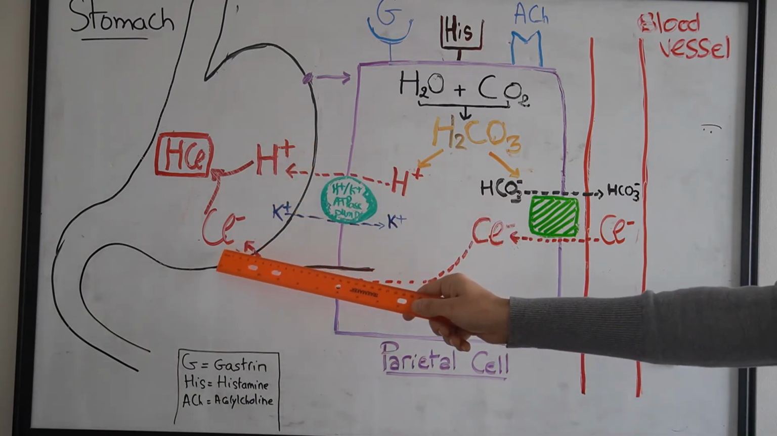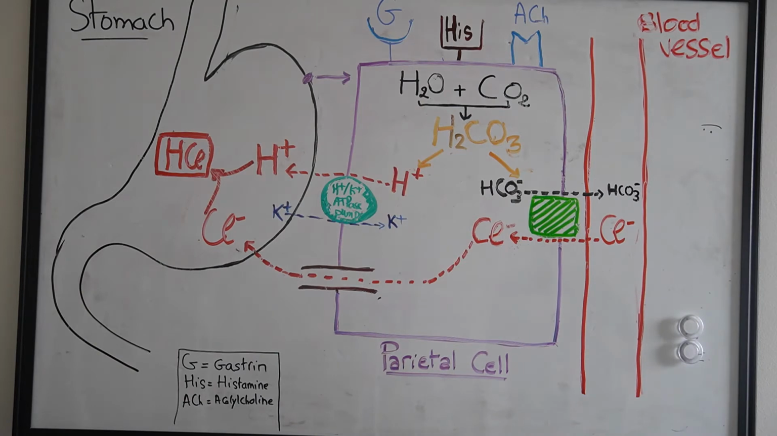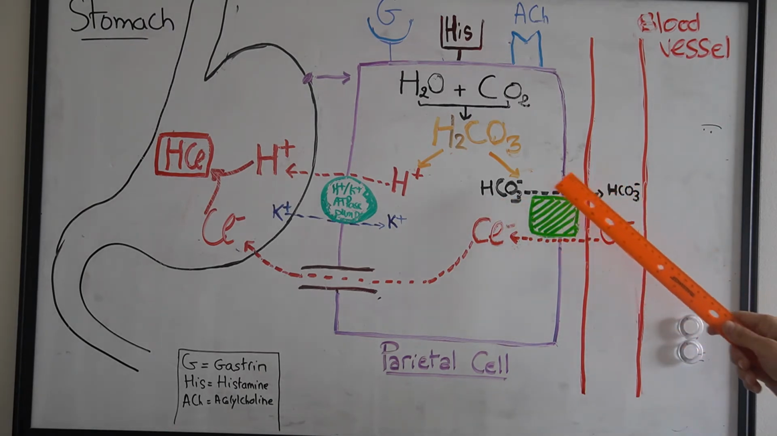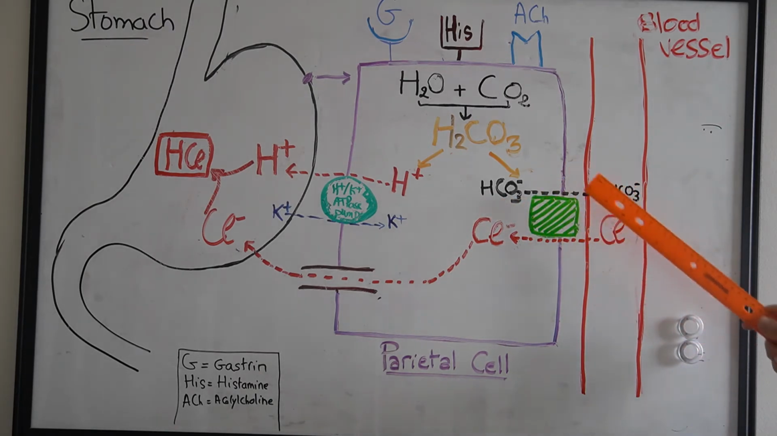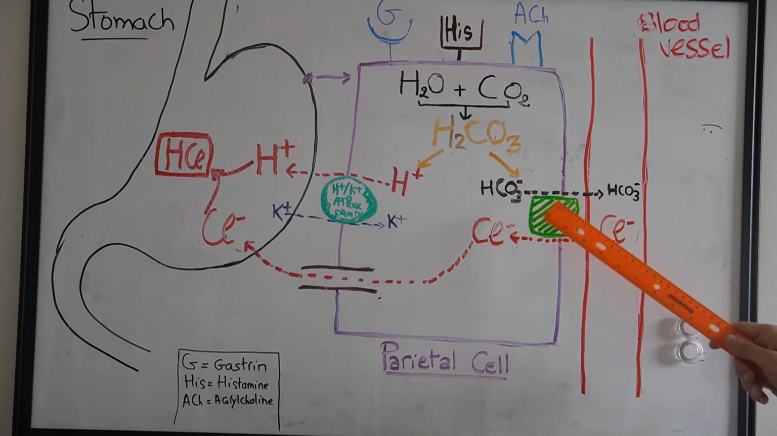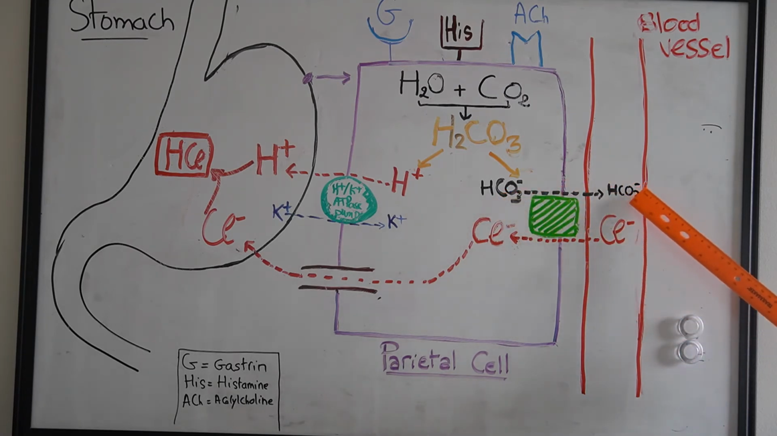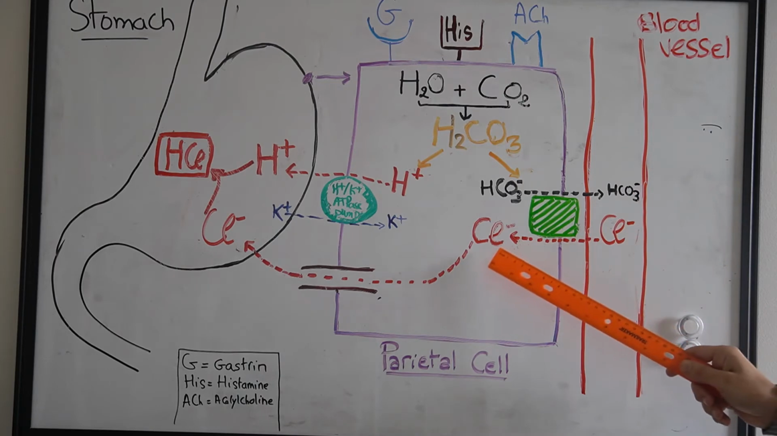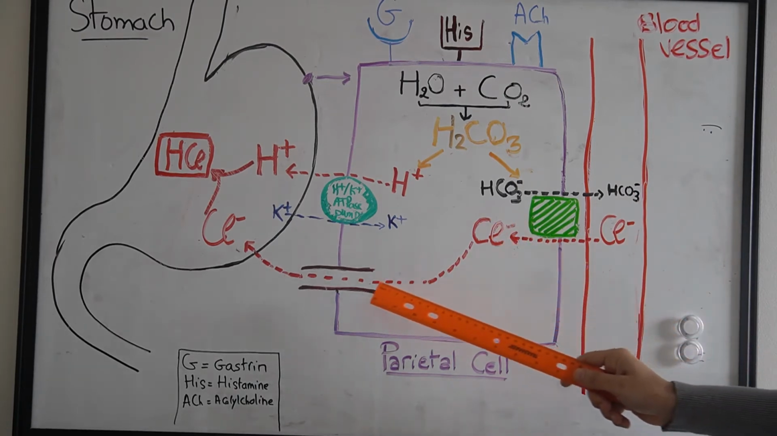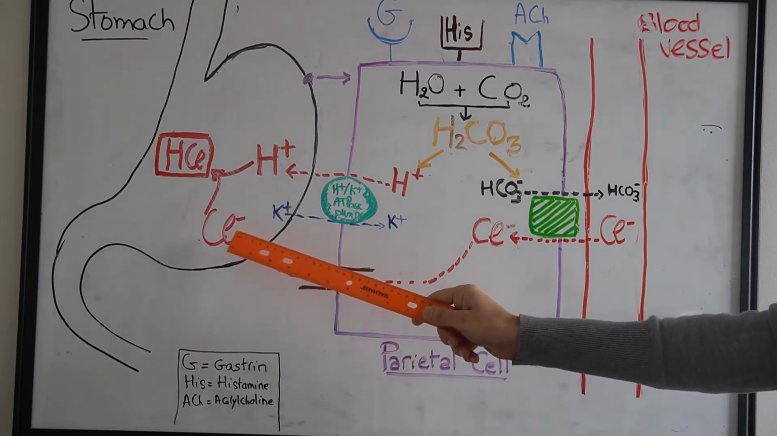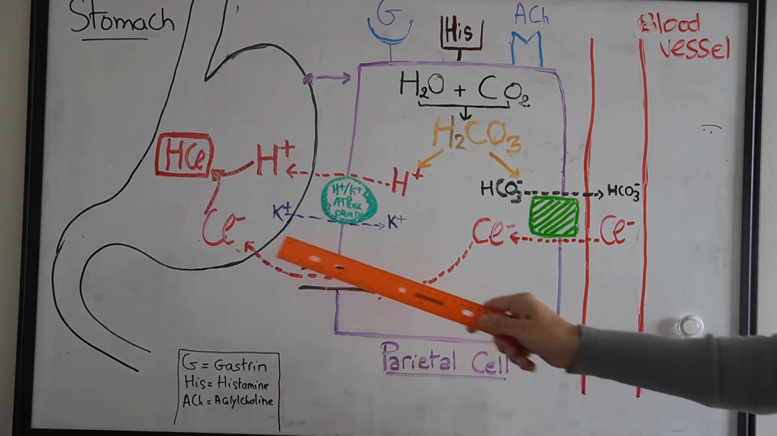Now we need chloride so we can form hydrochloric acid. So how to get it then? We're going to get it by exchanging bicarbonate for chloride via a transporter protein, which moves bicarbonate into the blood and chloride into the cell. The chloride is then transported into the stomach lumen via a chloride channel.